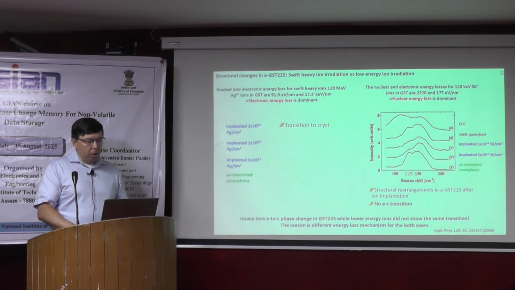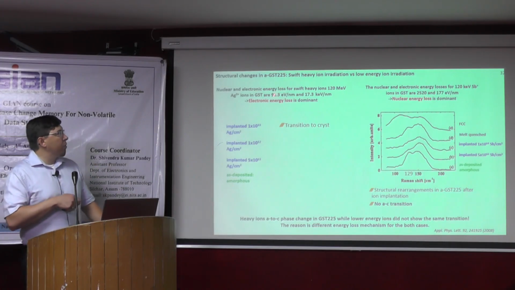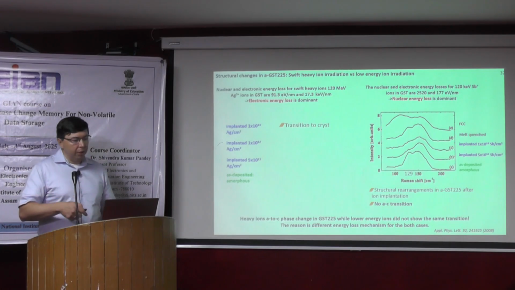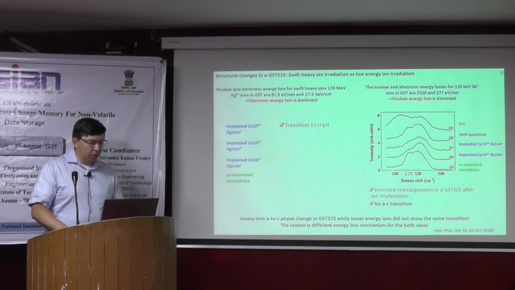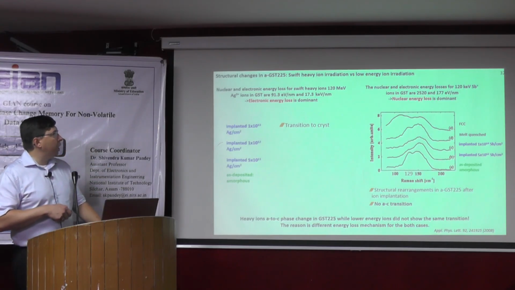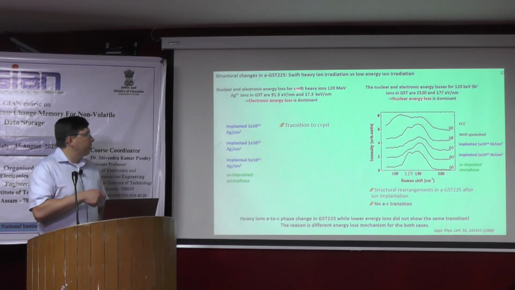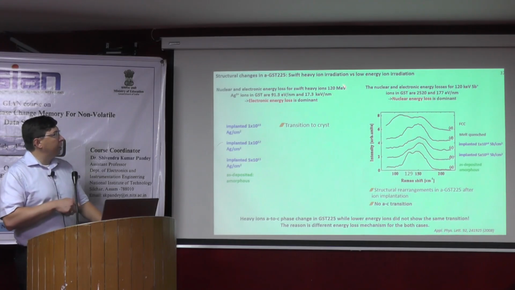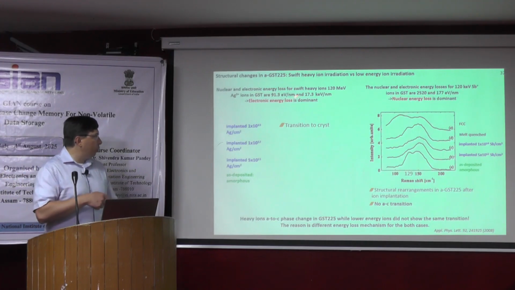Now let us look at how the higher energy ions impact the structure of GST. So here the material was irradiated by swift heavy ion irradiation, with an ion energy of 120 MeV, and in this case it uses silver ions. Then they induce mostly electronic energy loss. Here this is the dominant process.